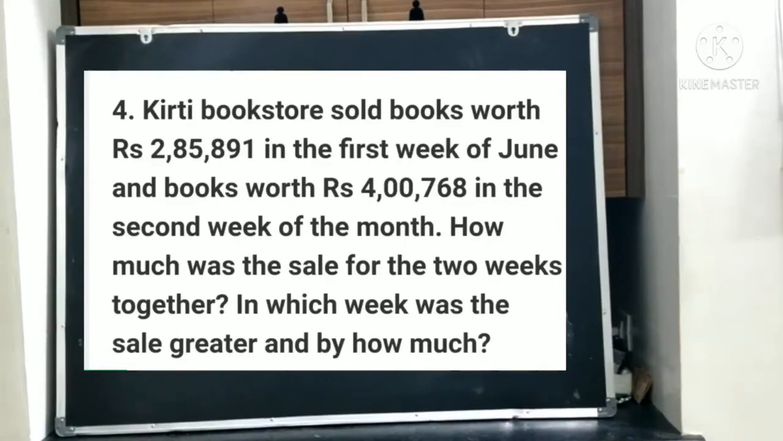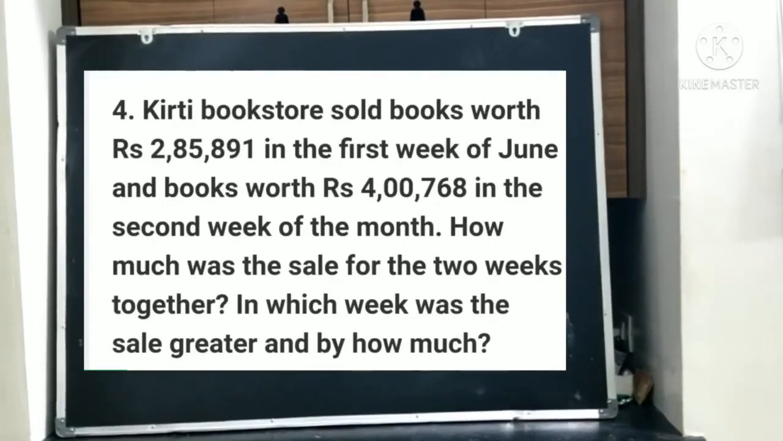So here, the value of books sold in the Kirti bookstore in the first week is 2,85,891, and the value of books sold in the second week is 4,07,768. These two things are given. The value of books sold in 2 weeks of June in a bookstore is given.